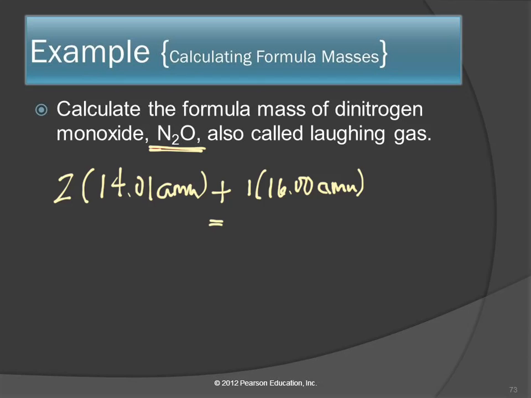2 times 14.01 plus 16 gives 44.02. Did I do that right? So one molecule or one formula unit of N2O is 44.02 atomic mass units.